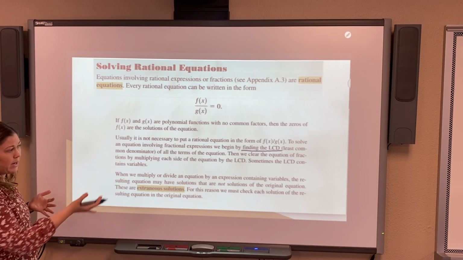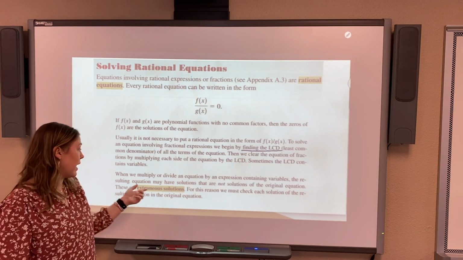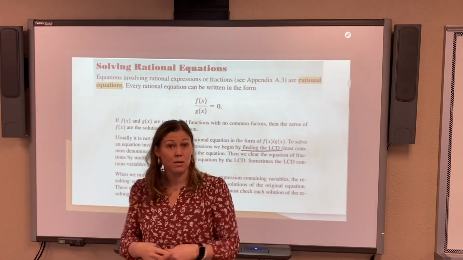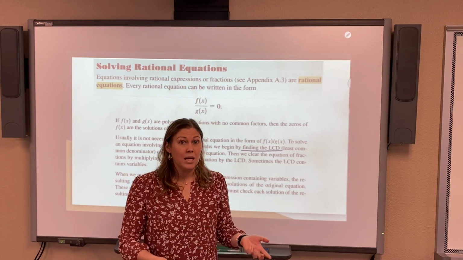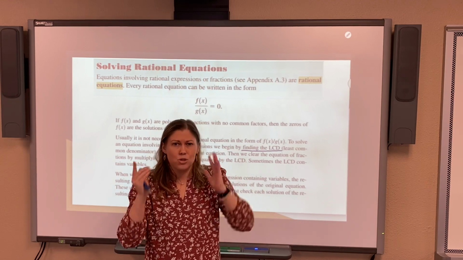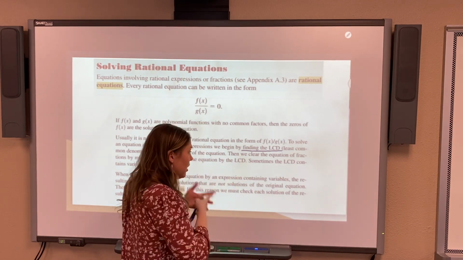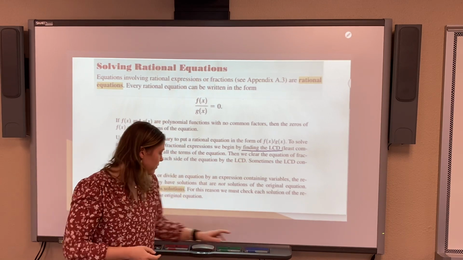If you multiply or divide by an expression containing variables, you have to double check because you may get extraneous solutions. You may get numbers that look like solutions, however, when you replug them in, they may give you a 0 in the denominator, which is super duper illegal. Make sure you check that, because we can't have any zeros in the denominator. So let's go ahead and get started.